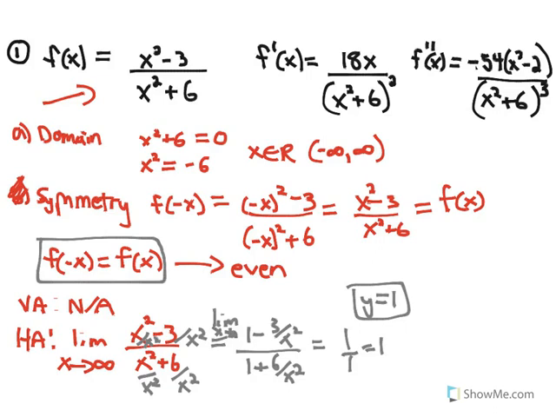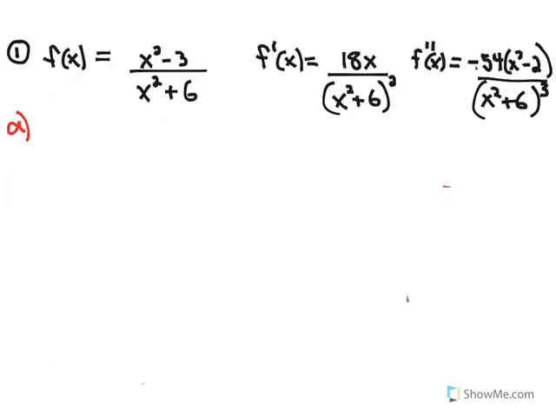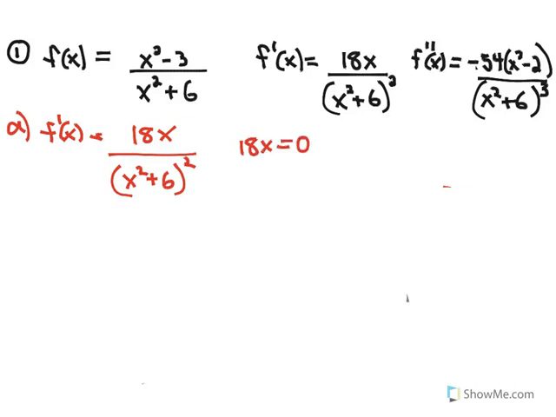Next up are the critical numbers of f of x. Critical numbers are where the first derivative is either 0 or undefined. The first derivative is given to us. It's 18x over x squared plus 6 all squared. Once again, there's nowhere this is undefined because the bottom can never be 0. But the top can be 0 where 18x equals 0, and so that happens at x equals 0. So that is a critical number.